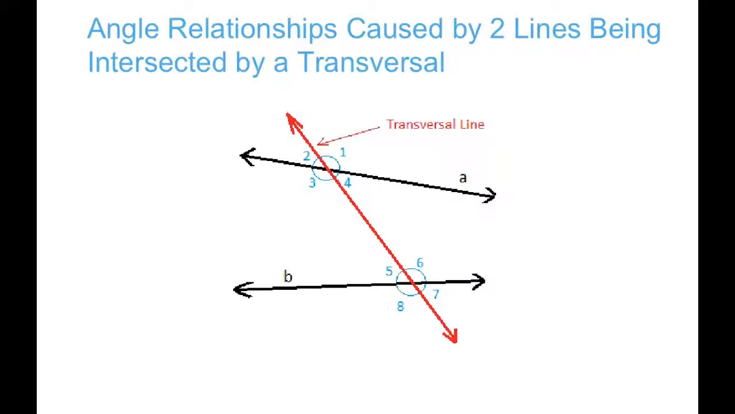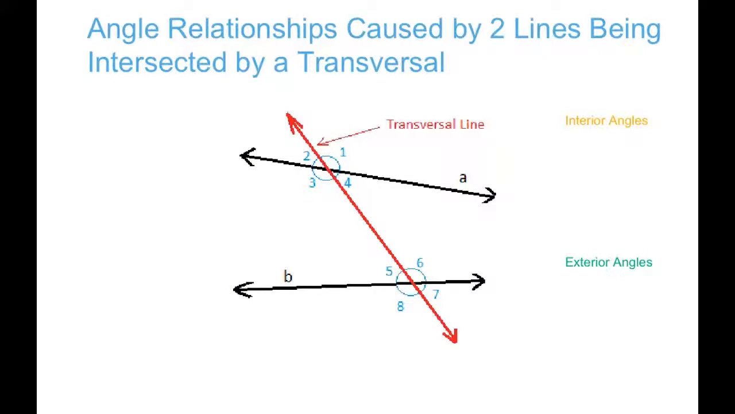Hey guys, Mr. Wiegand. Today we're going to look at angle relationships caused by two lines being intersected or cut by a transversal. So when we're looking at this picture here, we have our two lines and it's being intersected by this other line which we call the transversal line.